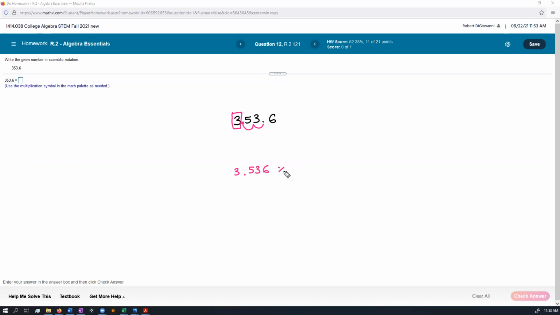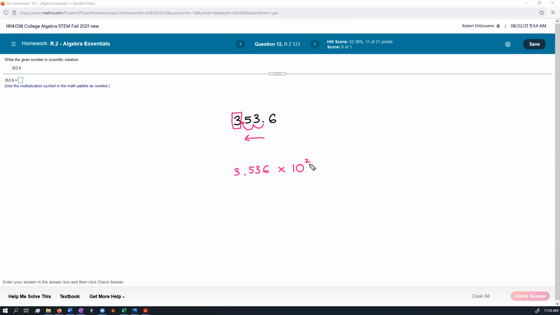3.536 times 10. And since we moved it two places to the left, anytime we move the decimal to the left, what happens is we're going to put the number of places we moved it here, but as a positive number. So 3.536 times 10 to the 2nd power.